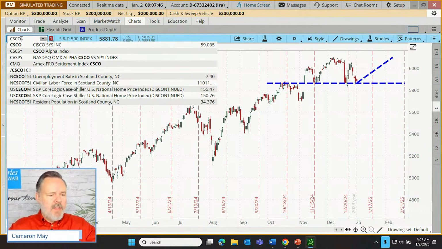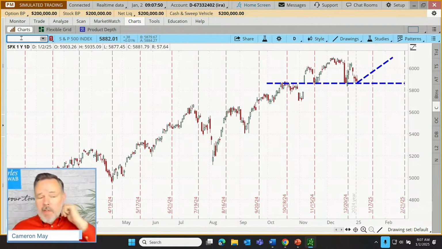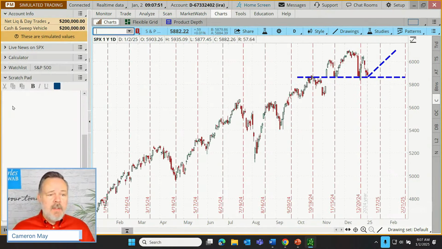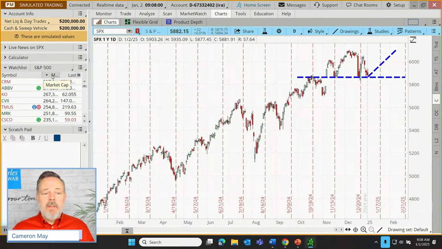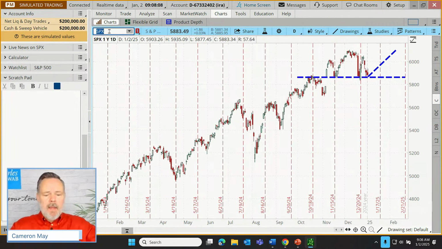So Van Cott says, do you have any scanners for Cisco to pop up? Let me just show you how I found Cisco. It wasn't a scan. It was just Thinkorswim's list of the S&P 500 companies. I just sort these by market capitalization, the largest companies first, and then just went down through looking at technicals, looking at the charts. Okay. But let's go to Cisco.